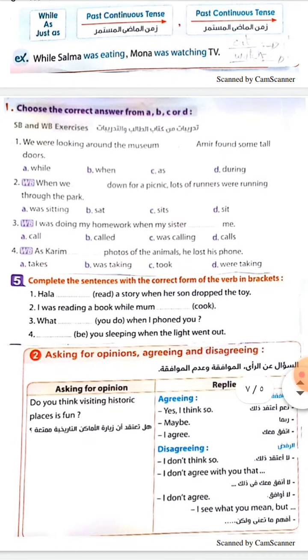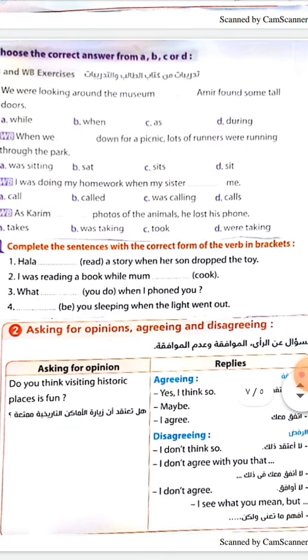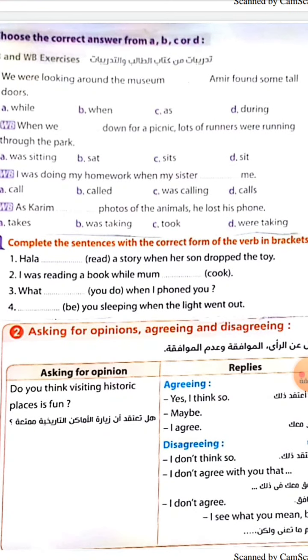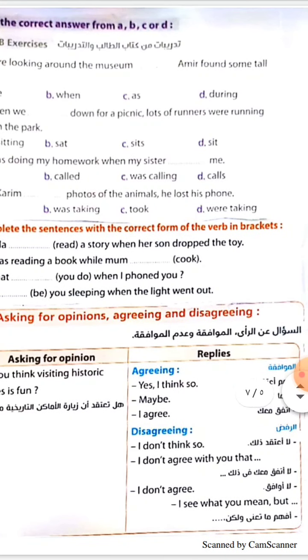Okay. In this unit, we have learned how to ask for opinions and express that you agree or disagree. خدنا التعبير عن الرأي. Asking for opinion، لما أسأل حد عن رأيه هقول له do you think. Do you think visiting historic places is fun؟ هل تعتقد زيارة الأماكن التاريخية ممتعة؟ If you agree you can say، لو أنت موافق هتقول yes I think so، maybe ربما I agree. If you disagree، لو أنت مش موافق هتقول I don't think so or I don't agree with you. I don't agree، 3 إجابات ممكن نجاوب بيهم لما نكون مش موافقين. I don't agree with you that، وممكن بعد ذلك أقول اللي أنا مش موافق عليه.